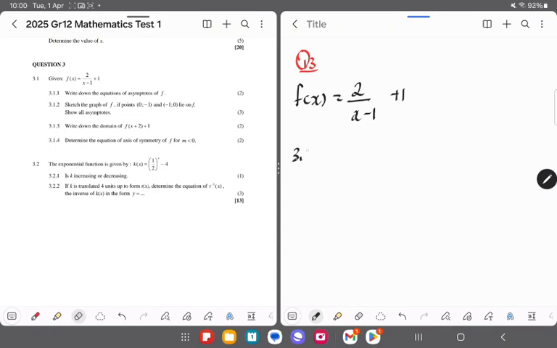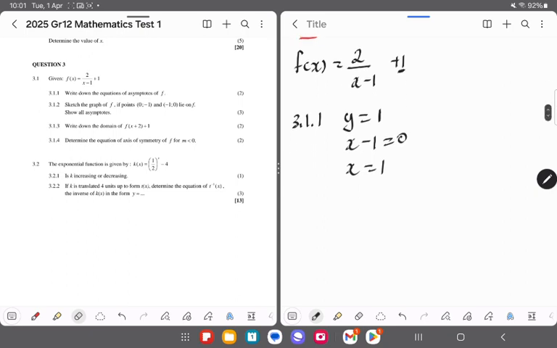Now 3.11 says write down the equation of asymptotes of f. We know that we're having the horizontal and the vertical asymptote. The horizontal asymptote will always say y is equal to this value, which is 1 in this case. And then we also have x minus 1 equal to 0, therefore x is equal to 1. So those are your two asymptotes.